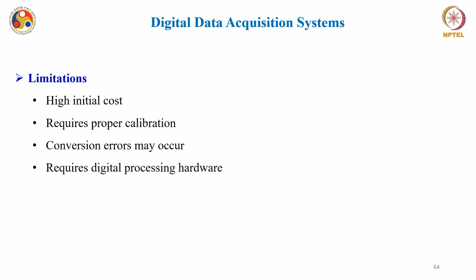However, the initial setting up cost is very high. This is one of the limitations of digital data acquisition systems. They require proper calibration, pre-calibration as well as post-calibration. Conversion errors may happen, and they require complicated digital processing hardware. That is why I mentioned that the initial setting up cost of digital data acquisition systems is high. So with this, I hope you have understood the digital data acquisition system as well as the analog data acquisition system.